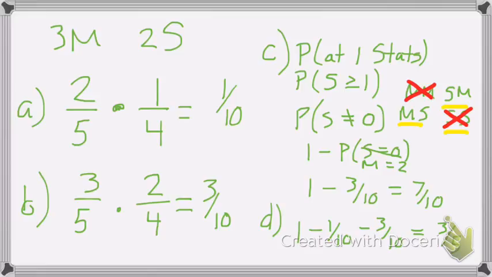Of course, I could have just taken my answer for part C and subtracted 1/10 from it, since my answer for part C was equal to what I just circled there, the 1 minus 3/10. But starting back at the beginning, you could also get it that way.